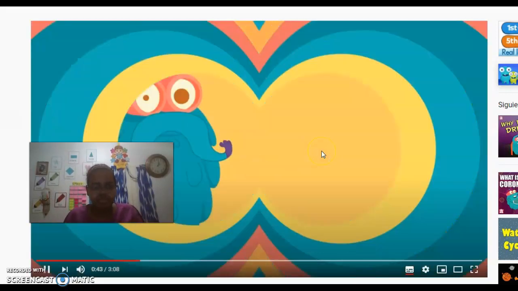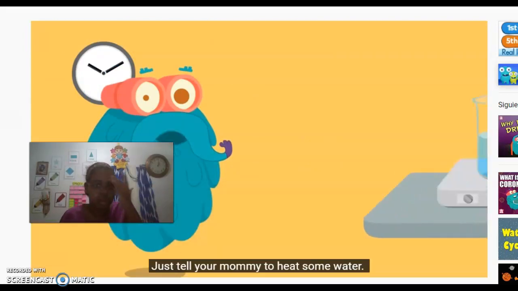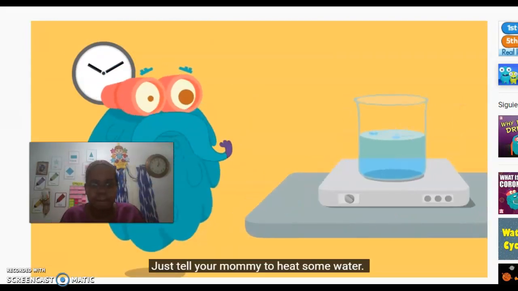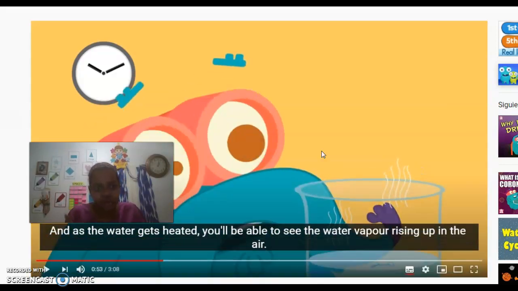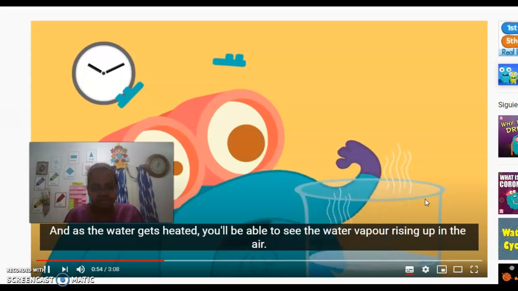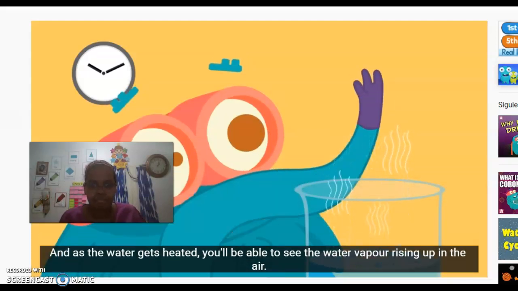You too can see water vapor at home. Just tell your mommy to heat some water. As the water gets heated, at home you can also see this process of evaporation. If your mother is cooking something or boiling water, you'll be able to see the water vapor rising up in the air.